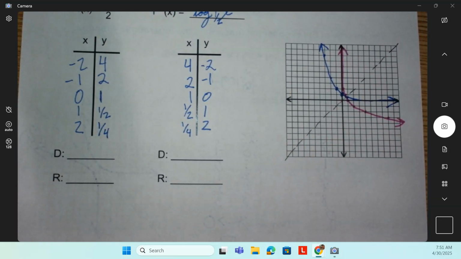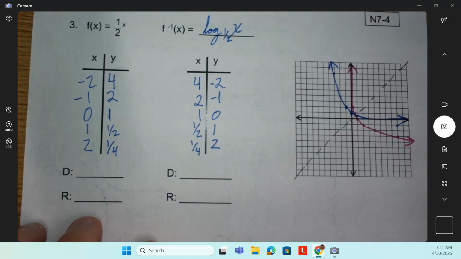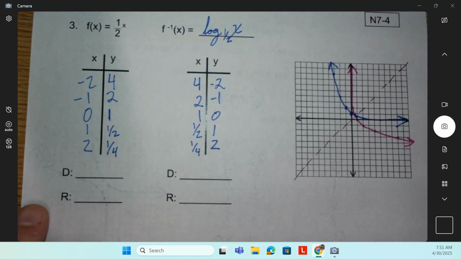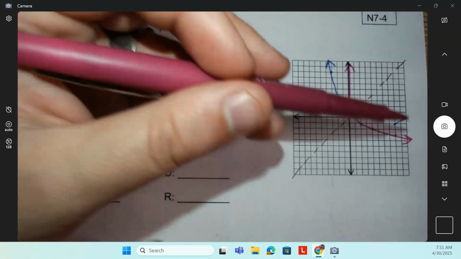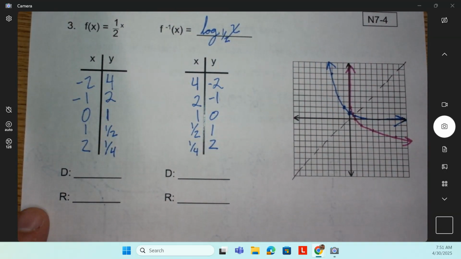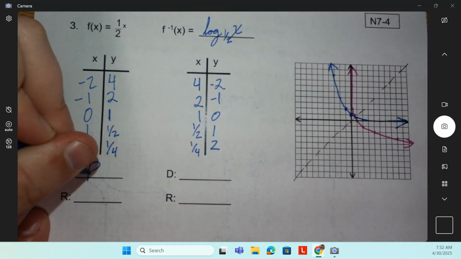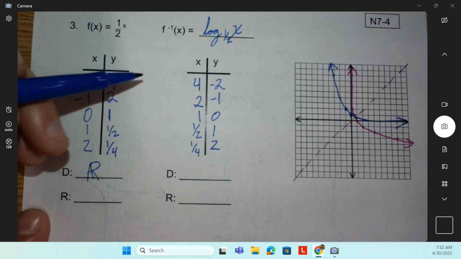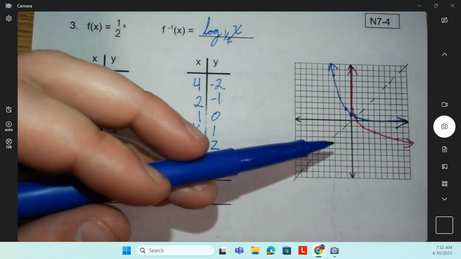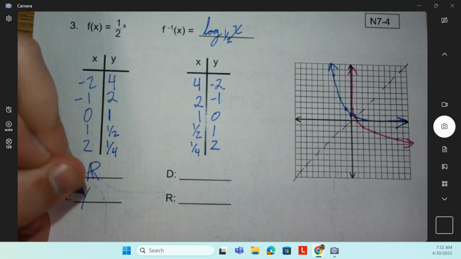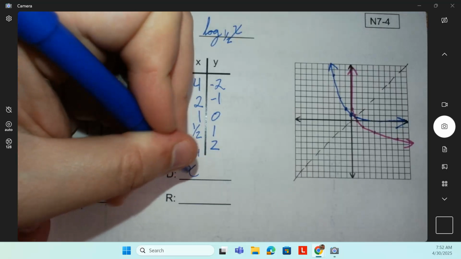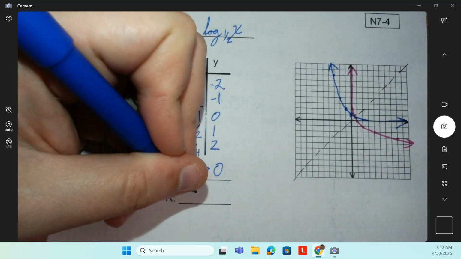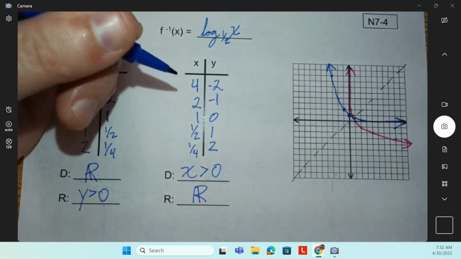Okay, looking at the domain and range for this. The domain, starting out here, it still goes moving left, moving right. So my domain is going to still be all real numbers. And in the same way as that first one, it doesn't ever cross the 0. So you'll have y is greater than 0. And for my other one, again, it's going to swap. So x is greater than 0. And my range is going to be all real numbers.